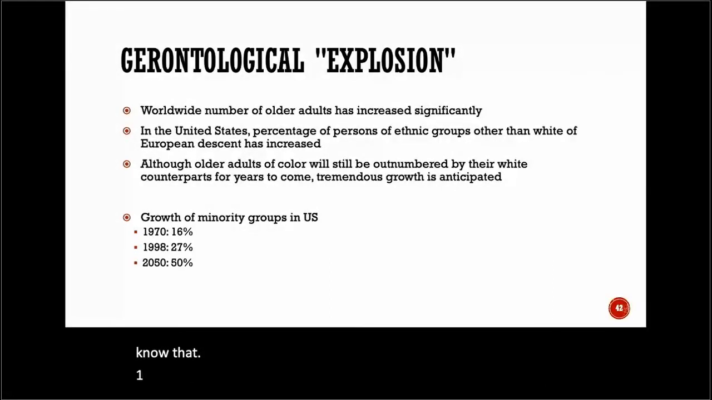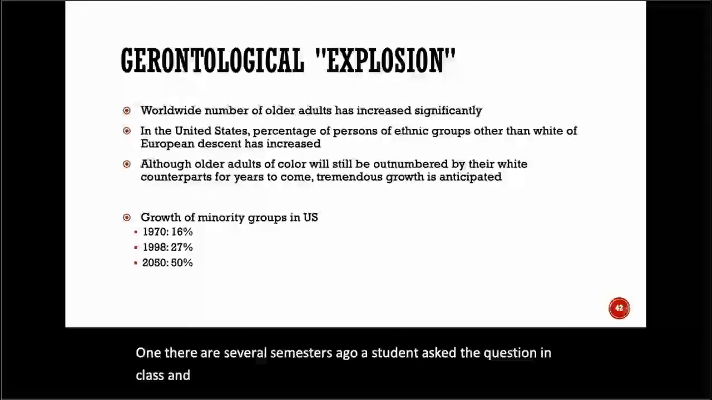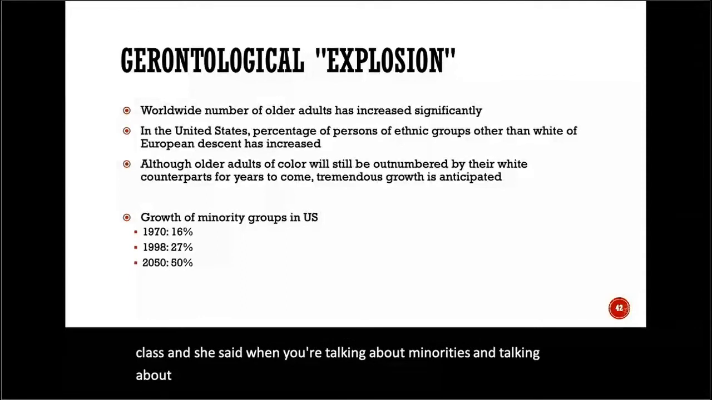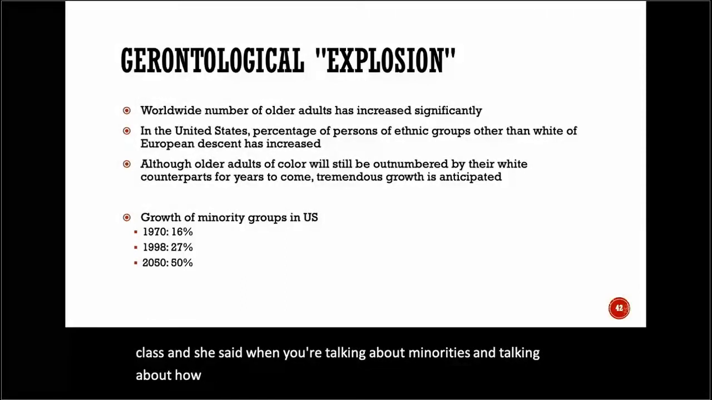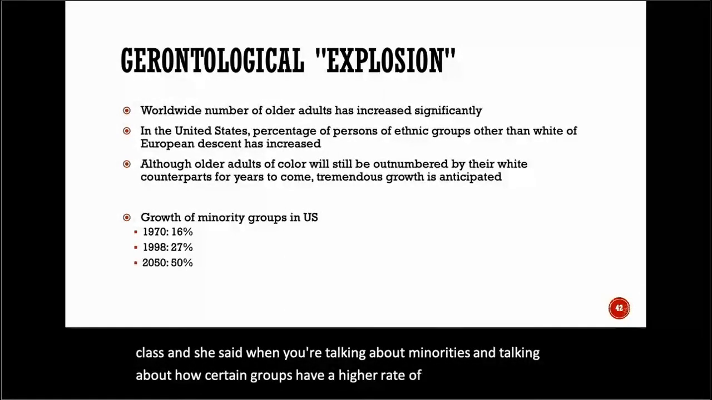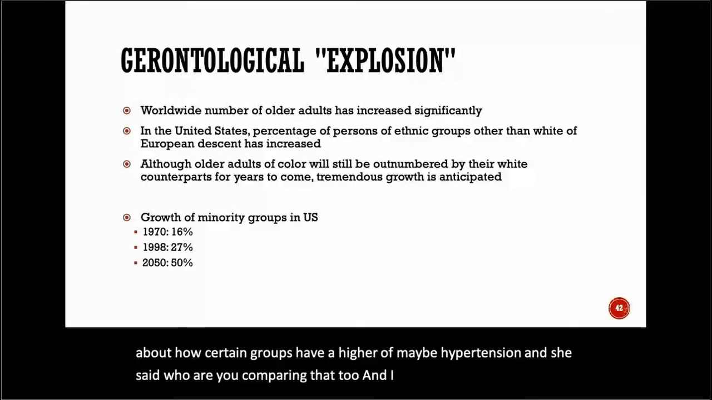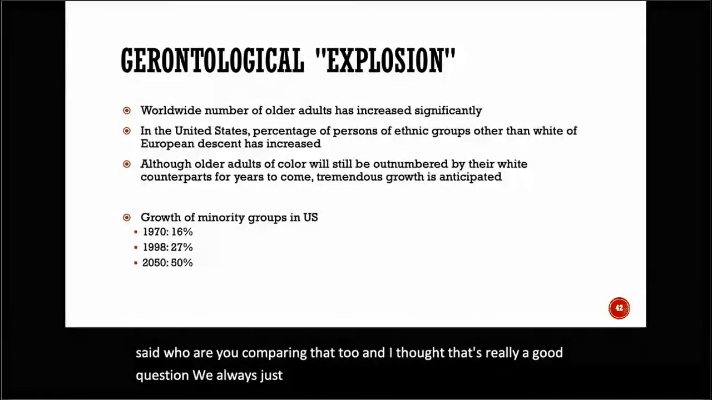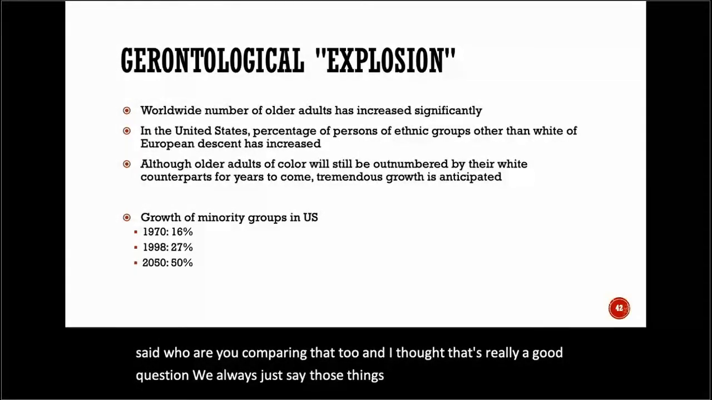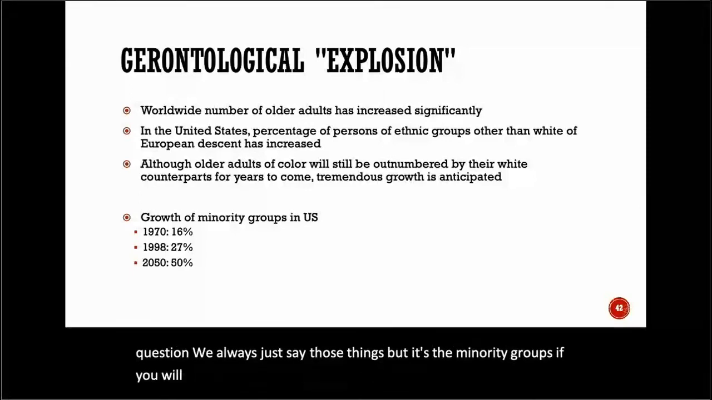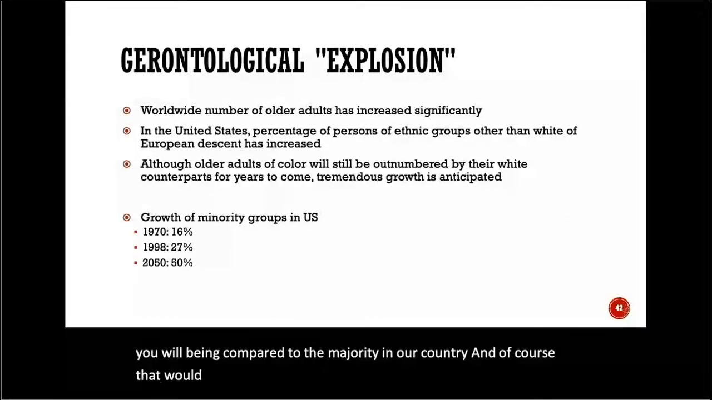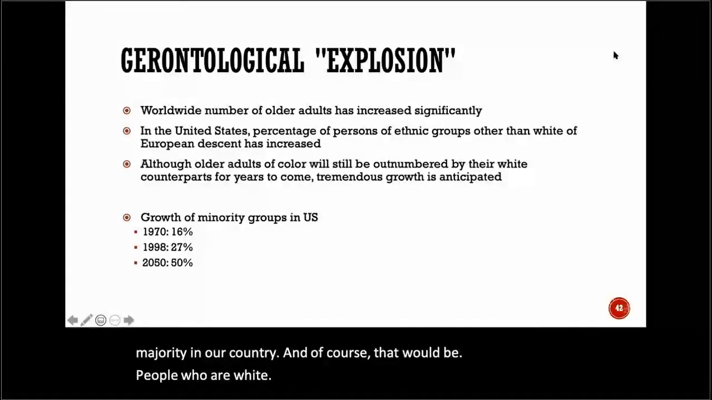Several semesters ago, a student asked a question in class. When you're talking about minorities and how certain groups have a higher rate of maybe hypertension, she asked, who are you comparing that to? And I thought, that's really a good question. We always just say those things, but it's the minority groups being compared to the majority in our country, and of course that would be people who are white. So that's the comparison.